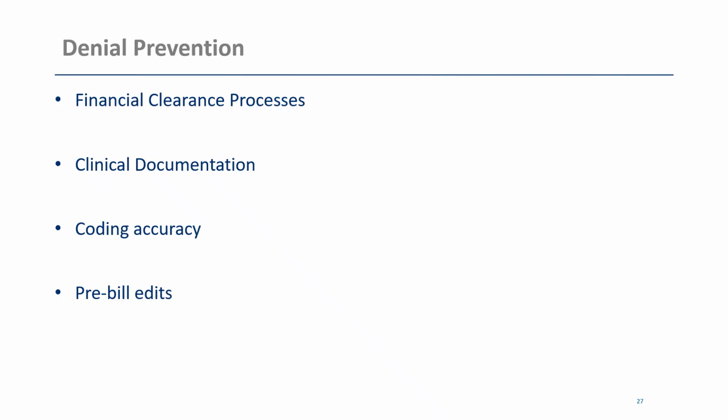So let's talk a little bit more about denial prevention. On the pre-service end, we need to make sure we're gathering complete and accurate demographic and insurance data, complete insurance verification for all insurances listed on the account, understand health plan requirements, complete medical necessity screening, obtain all required authorizations, and communicate that to the involved staff.